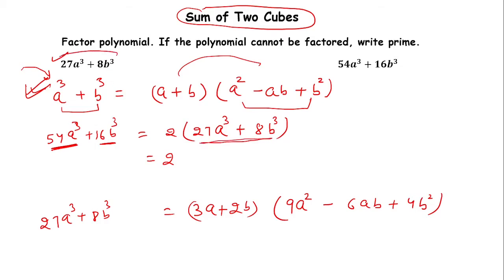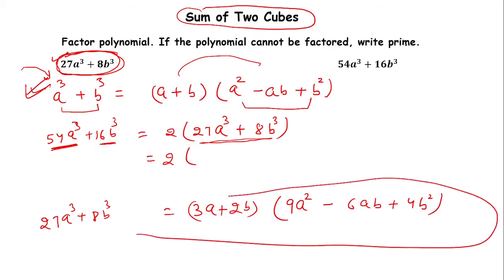This is exactly the first question. And how did you factorize the first part, this part? The answer for this 27a cube you can write from here. So 3a plus 2b, 9a square minus 6 times ab plus 4b square. So this is the answer for the second question.